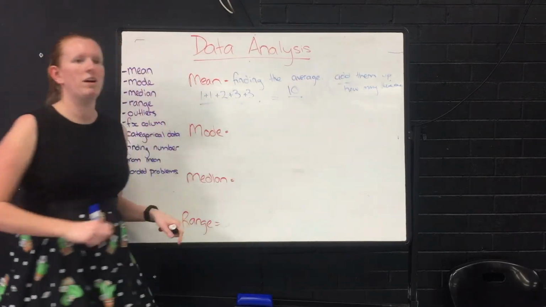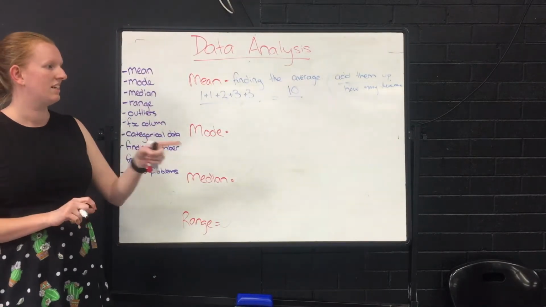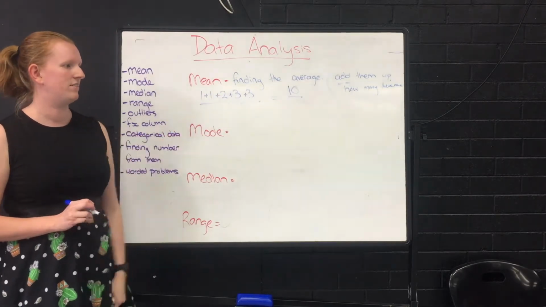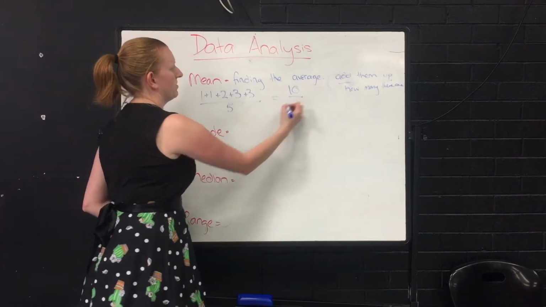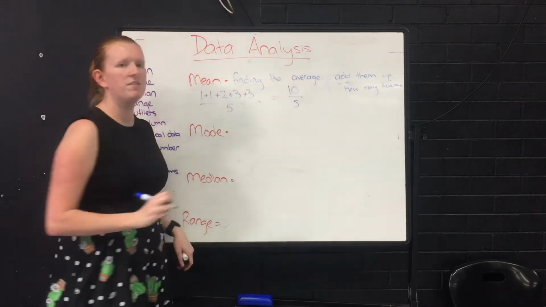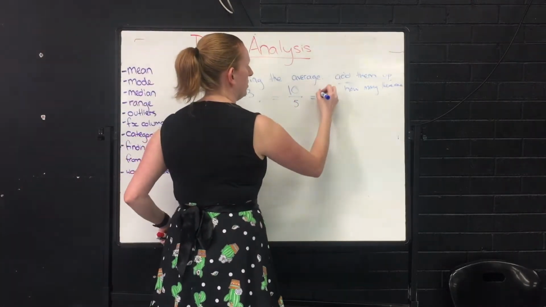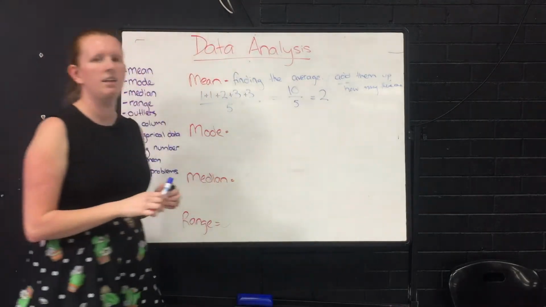And how many scores do I have? How many all up? 1, 2, 3, 4, 5. Cool, so I divide by 5. How many 5s fit into 10? 2. So my average, or my mean, is 2.